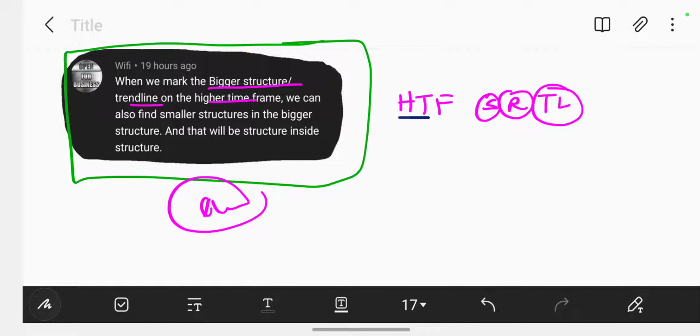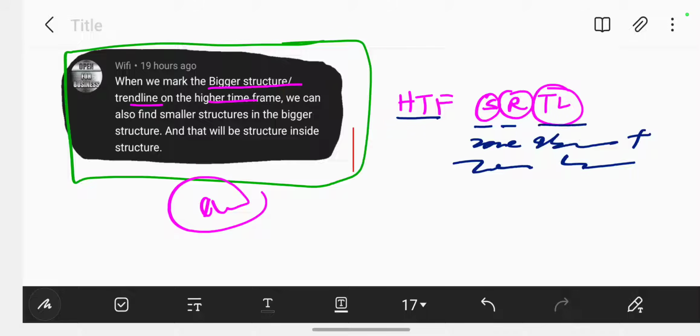Don't just mark it on a higher time frame. Mark your support, your resistance, or the zone. I always say zone above and zone below, then the trend line, so that when you're going down, you have that picture in your head to say, on the higher time frame, this is what is happening. Then when I'm taking trades in this smaller time frame, they should be respective to what is happening on the higher time frame, so that I do not go against the structure.